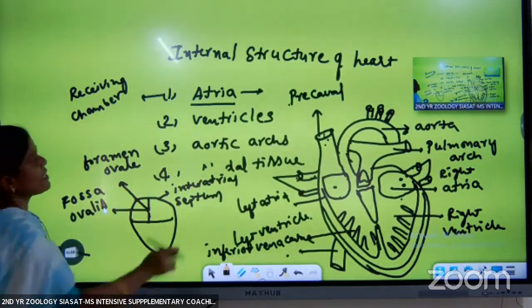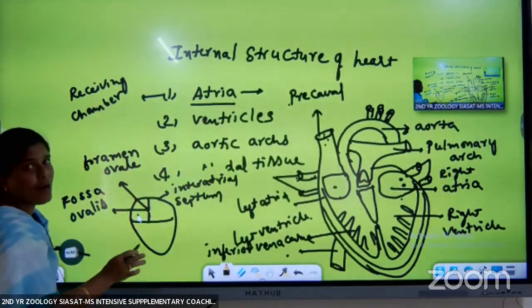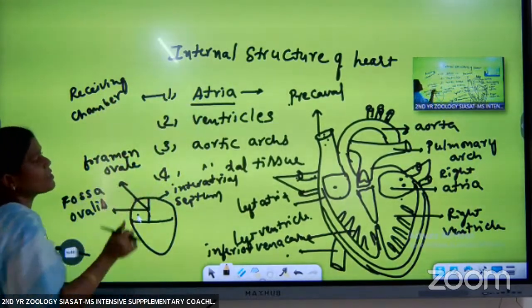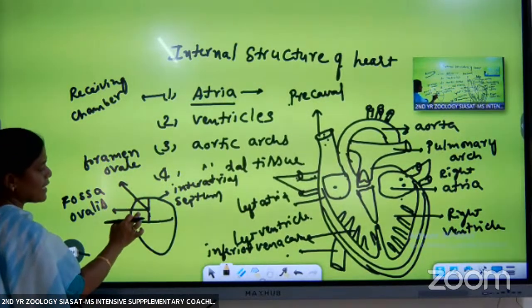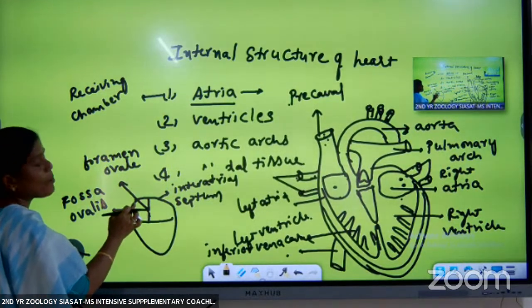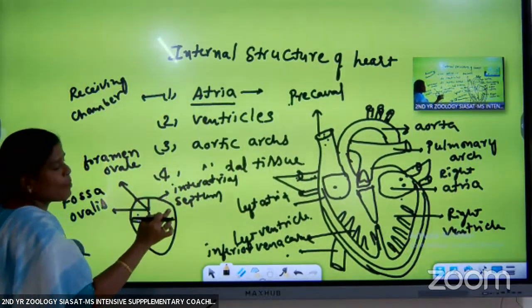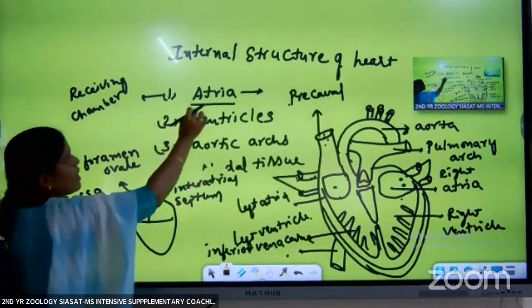This one is about the atria. Atria are the receiving chambers. They receive the deoxygenated blood and oxygenated blood. They are present on the upper side, that's why we call them the upper chambers. They collect the deoxygenated blood on the right side by the vena cava, and the oxygenated blood by the pulmonary veins.